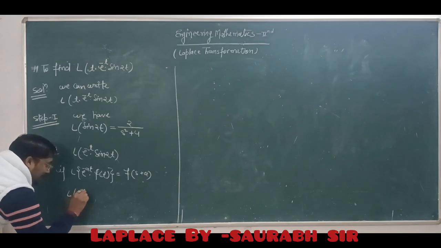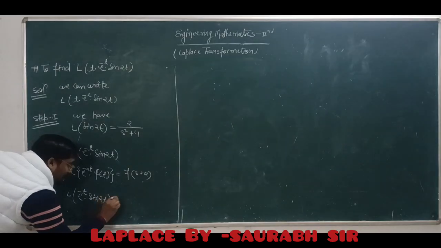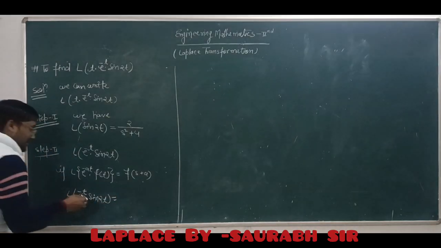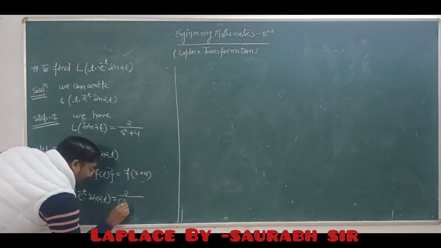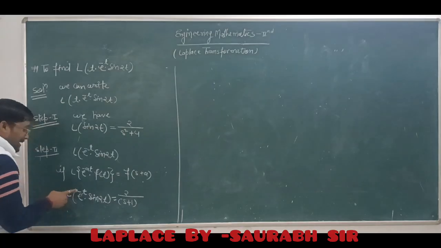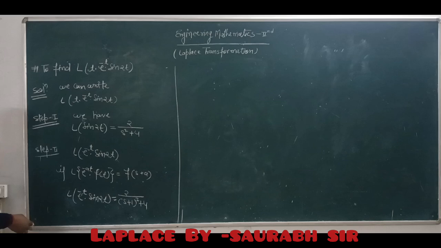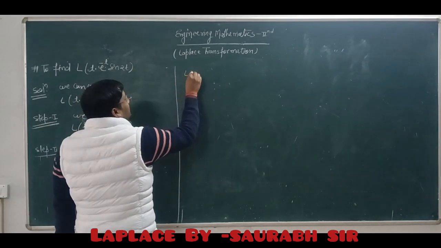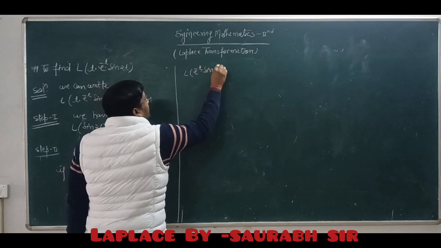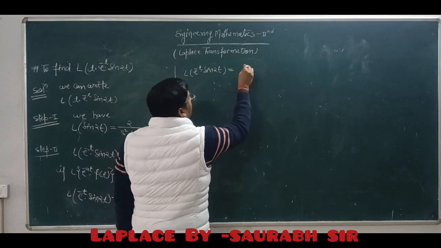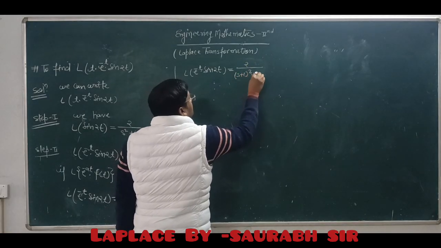Now this property is used for this. L of e to the power minus t into sin 2t is equal to 2 total upon s plus 1 to the power 2 plus 4. You can write this, L of e to the power minus t into sin 2t is equal to 2 total upon s plus 1 to the power 2 plus 4.